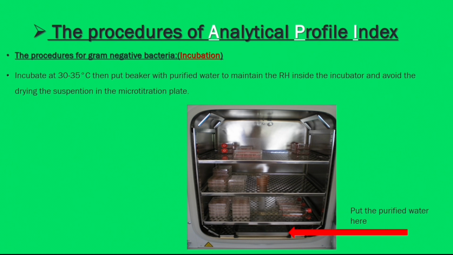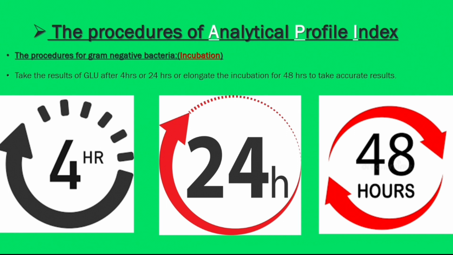Then incubate at 32-35 degrees, and put a beaker with purified water to maintain the relative humidity inside the incubator and avoid drying of the suspension in the microtitrate plate. Take the result of GLU after 4 hours. If it's negative, elongate the incubation time to 24 hours. Then take the result. If it's still negative, elongate the incubation time to 48 hours.